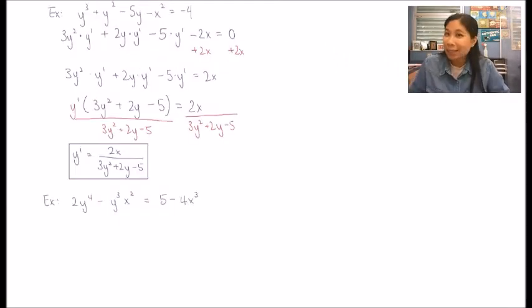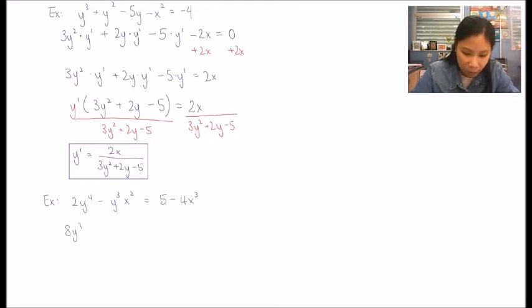Okay, let's try a slightly more complicated example this time. So I've got 2y to the 4th minus y cubed x squared equals 5 minus 4x cubed. Okay, so just going term by term here. I've got 2y to the 4th, so that I can just find the derivative of y, which means I need a y prime, but the derivative of 2y to the 4th is going to be 8y cubed because of the power rule, and then I'm going to remember to multiply by y prime.